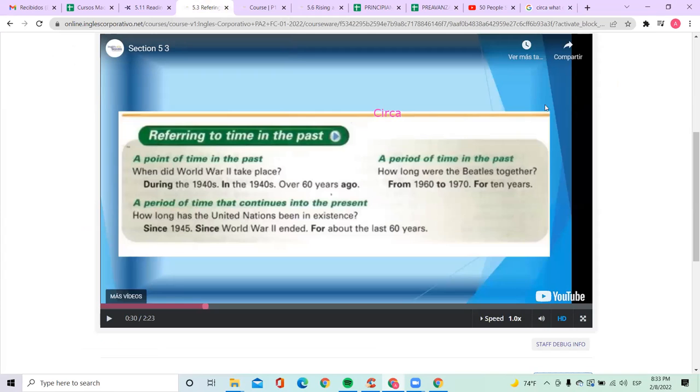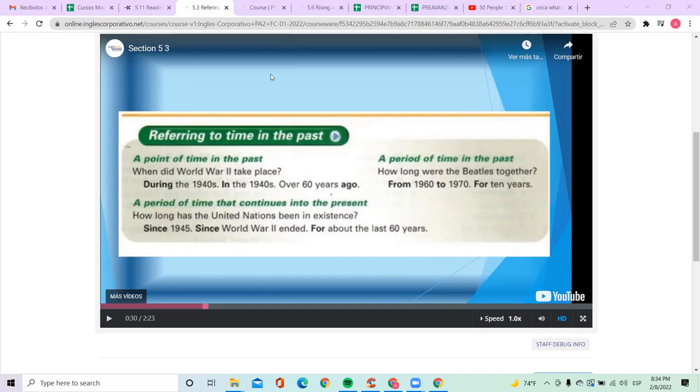That's cool. So we have another one, circa. I guess we could say that, well, I don't want to say circa 1940s because we know that it was in the 1940s, right? But yeah, approximately. World War II took place circa 1940s. That's cool. All right. Learned a new thing. Cool.